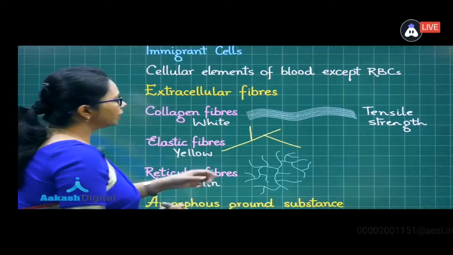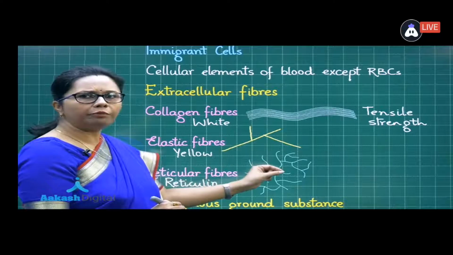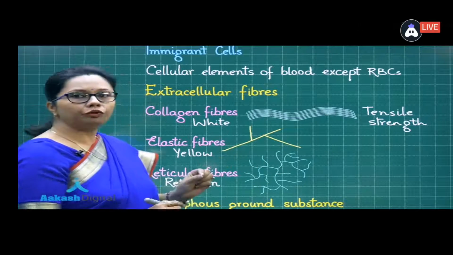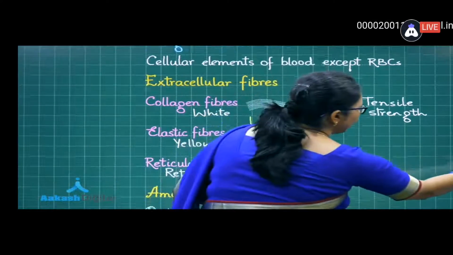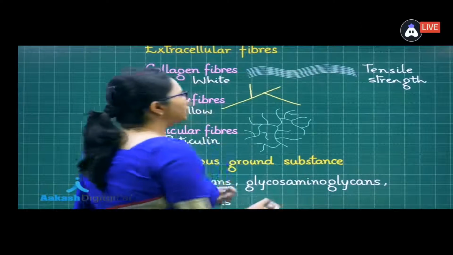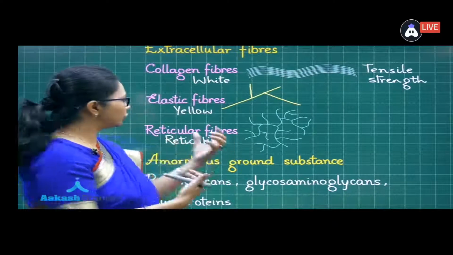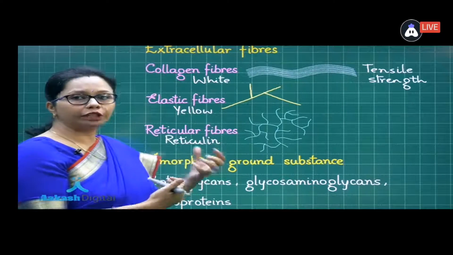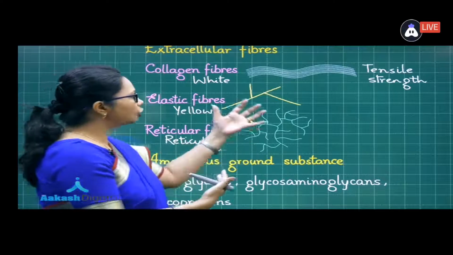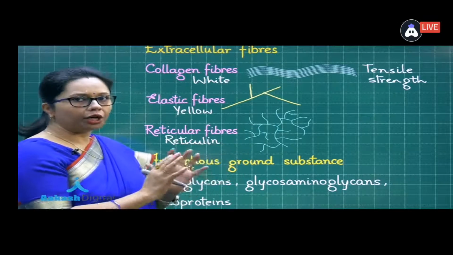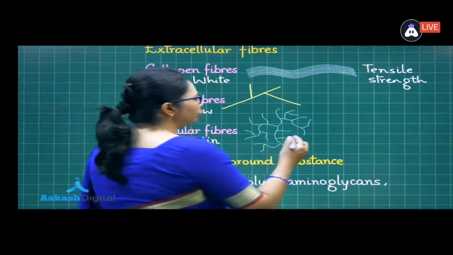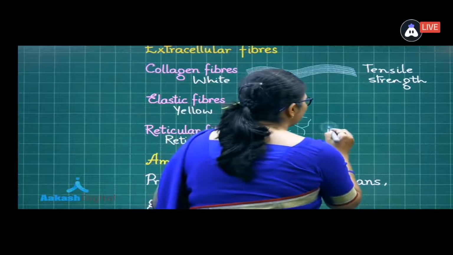Now these fibers are very thin, highly branched. For that we can use the word anastomosing. So these are highly branched, that is anastomosing fibers, and they form a network. So that's why it gets the name reticular, which means a network. So they form a network, and they are not elastic. So they are inelastic in their property. So these are inelastic fibers.